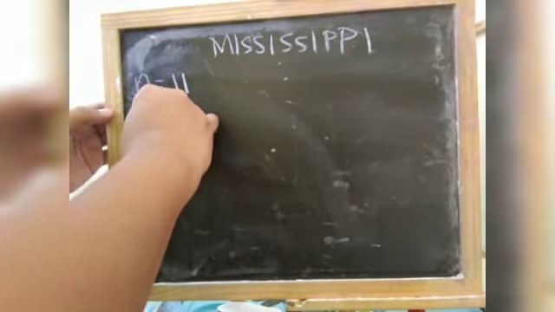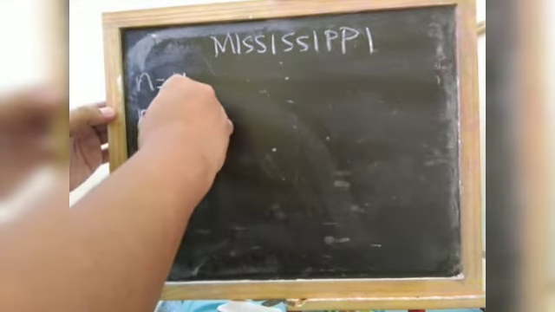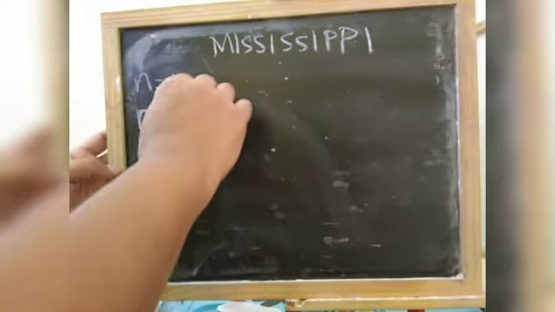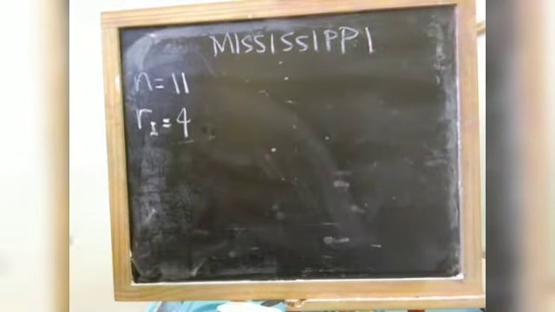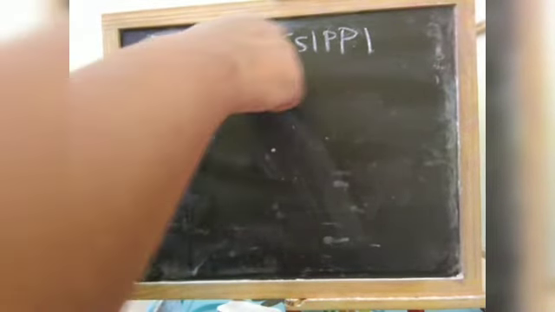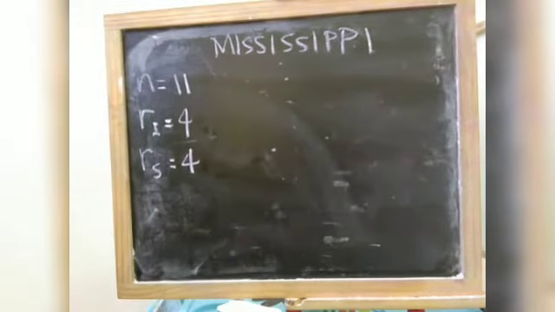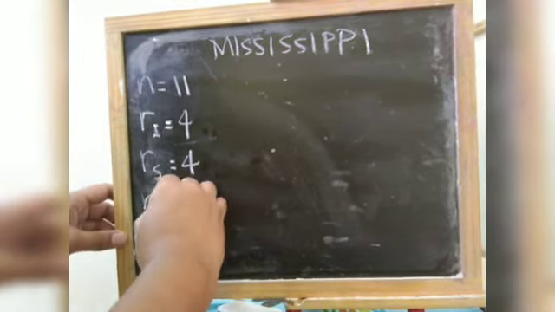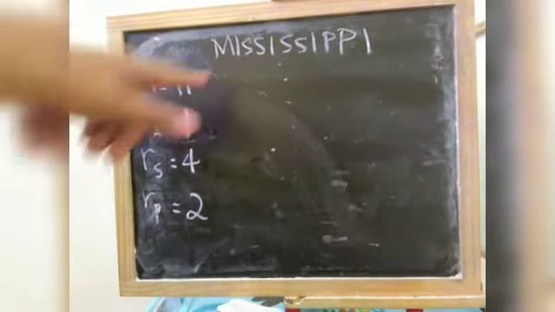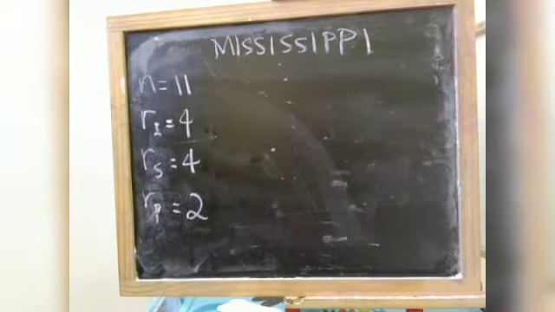Mag-umpisa tayo kay letter I. Ilan yung letter I dito? So, r sub I natin. 1, 2, 3, 4. So, merong 4. Sino ba yung mga naulit na letters dito? Si S. So, r sub S naman, ilan naman to? Meron ding 4. At lastly, si letter P. Ilan yung letter P? Merong 2. Si M, hindi na natin sinama kasi isang beses lang naman siya.